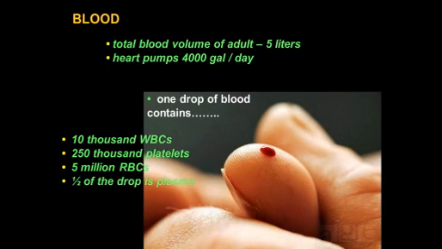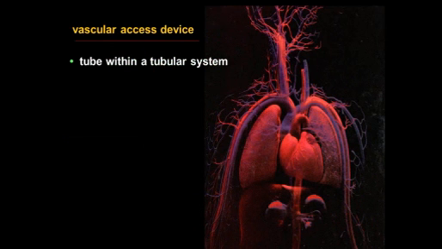In just one drop of blood, there are 10,000 white blood cells, 250,000 platelets, 5 million red blood cells, and the other half of the drop is plasma. When we use a vascular access device, it also can be termed fairly simplistic. We are placing a tube into a tubular system.